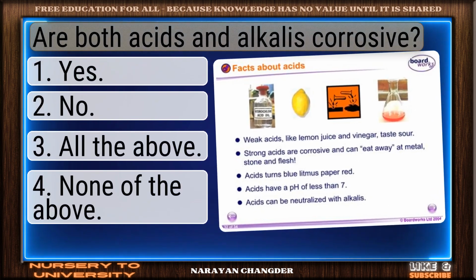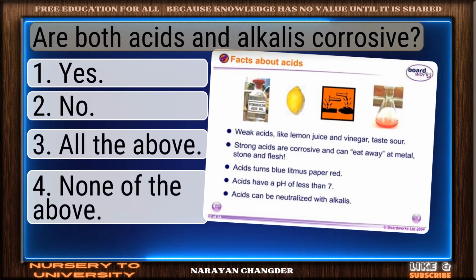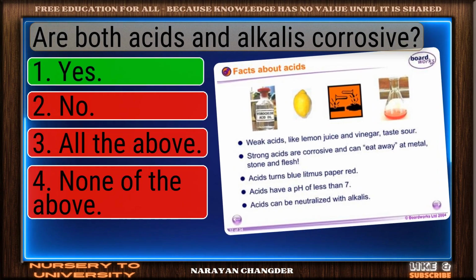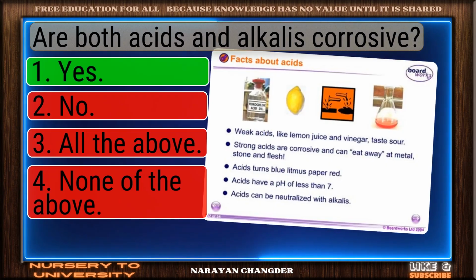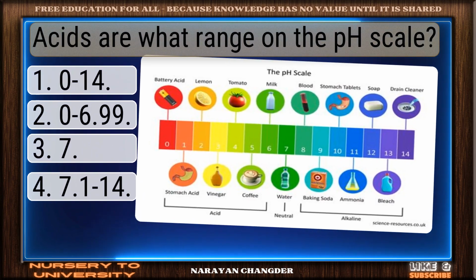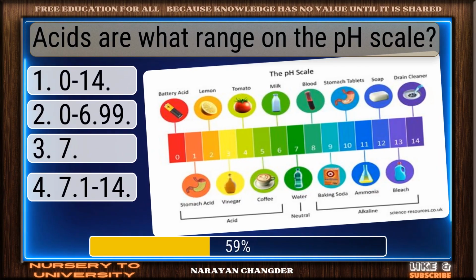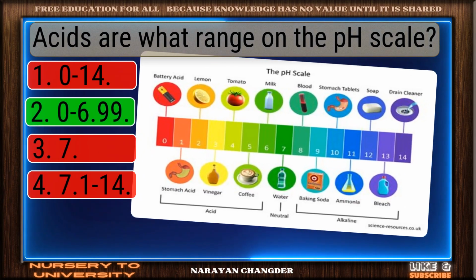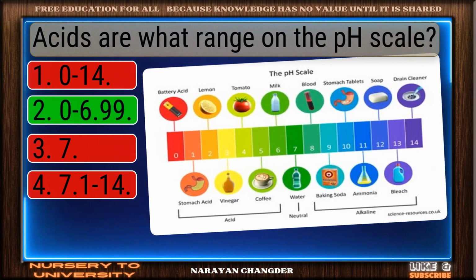Question number 41. Are both acids and alkalis corrosive? You chose yes, and it is correct. Question number 42. Acids are what range on the pH scale? Nice selection. Zero to 6.99 is the correct and valid answer.